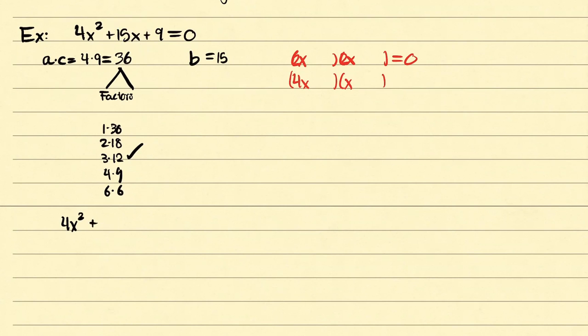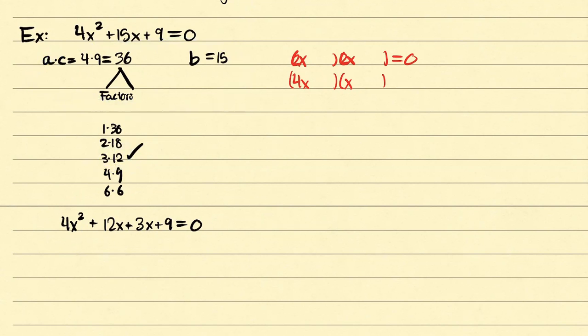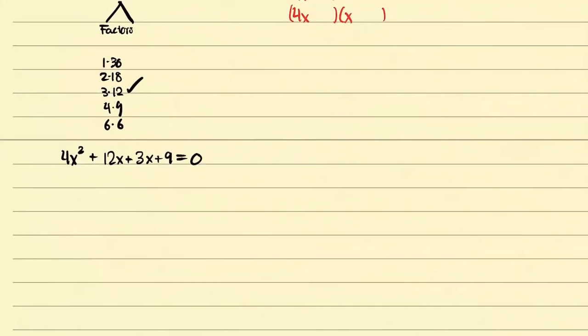Do it over like this. This equation has not changed. All I've done was separate 15x into 12x plus 3x. And we know to split it up into 12x and 3x from these factors right here. This was the point of this extra work. But now what I'm going to do is factor each piece individually.